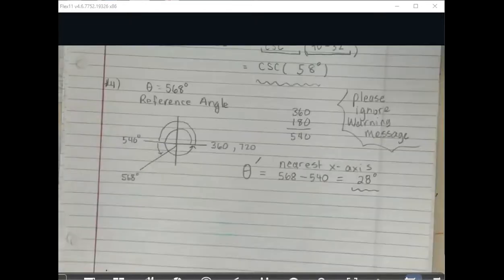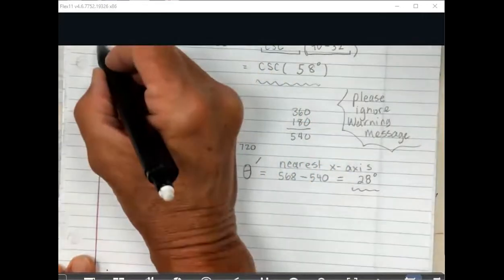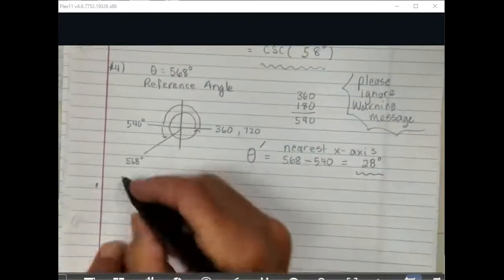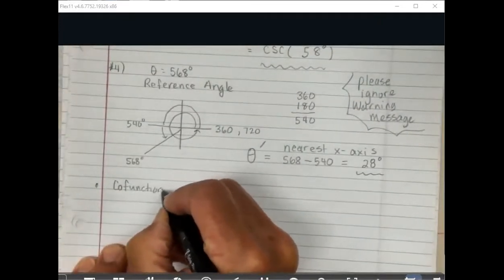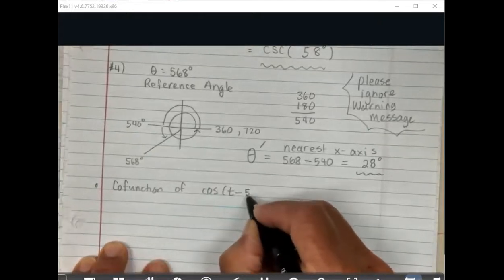Okay, let's back up and answer the question about the cofunction of t minus 5. Let me back up here. So same web work from here, so you can see that. Yes, we want to find the cofunction of the cosine of t minus 5.